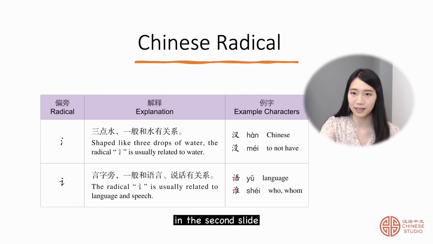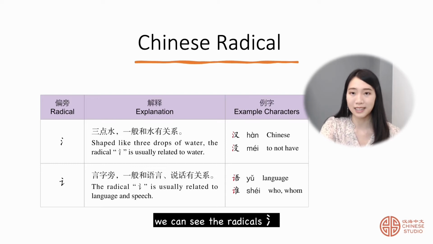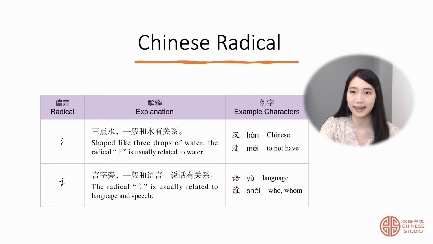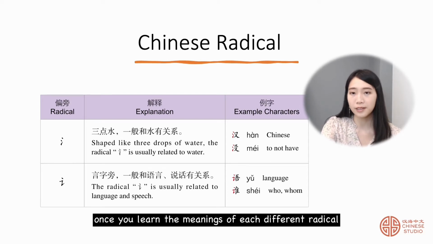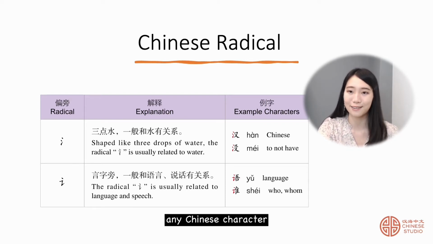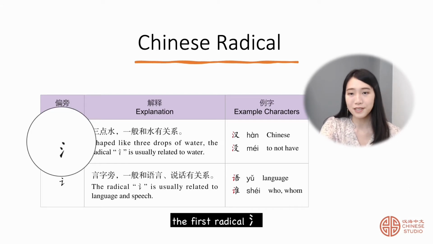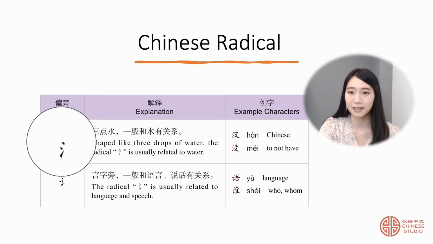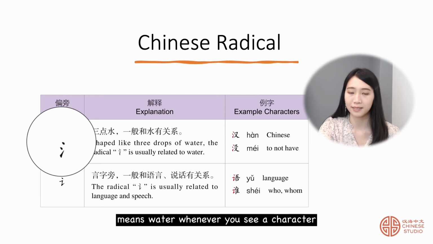In the second slide, we can see the radicals 水 and 言. Once you learn the meanings of each different radical, it will help you greatly in guessing the meaning of any Chinese characters. The first radical 水 means water.